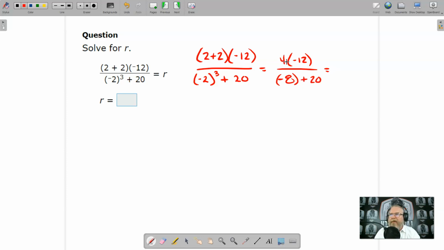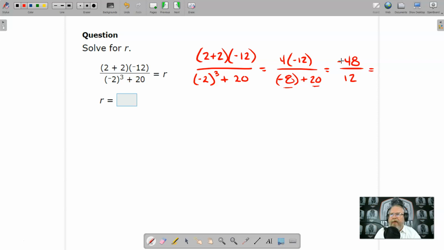Now let's go ahead and do 4 times negative 12. That's a positive times a negative, so that's going to be negative, and 4 times 12 is 48. And then we have negative 8 plus 20. So I'm adding together a negative number and a positive number. So I actually want to subtract those. 20 minus 8 is going to give me 12, right? And 20 has a greater absolute value than the 8 does. So I want to use the sign that matches the one with the greater absolute value. 20 is positive, so 12 is going to be positive.